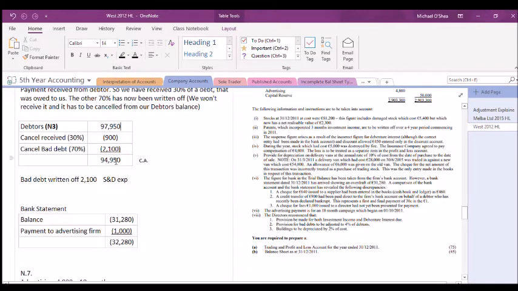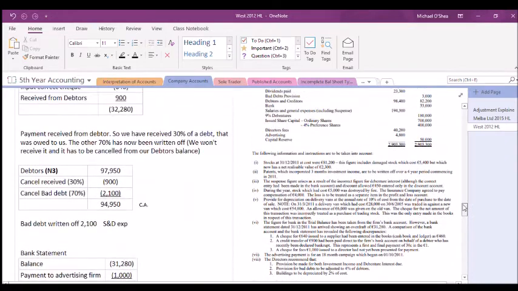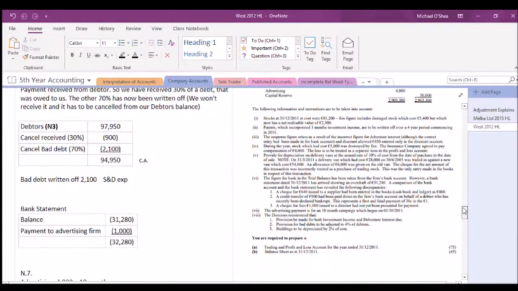So if I take the two of these out, my remaining debtors balance is 94,950. 94,950 is my new debtors balance. I'm taking away the full debt because they've paid 30% of it and the remaining 70% is bad debt. Gone.